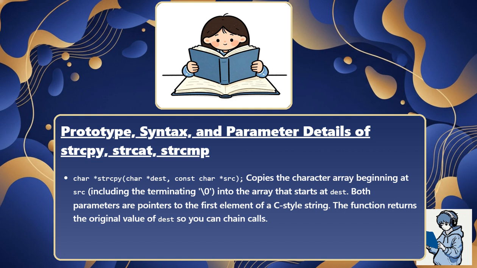char* strcpy takes a destination pointer to char and a source pointer to constant char. It copies the character array beginning at source, including the terminating null character, into the array that starts at destination. Both parameters are pointers to the first element of a C-style string. The function returns the original value of destination so you can chain calls.